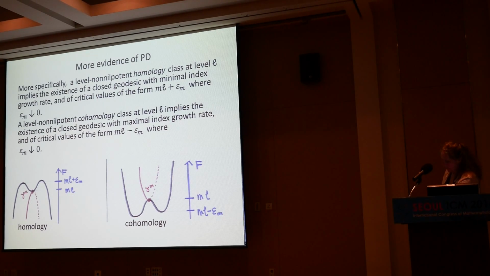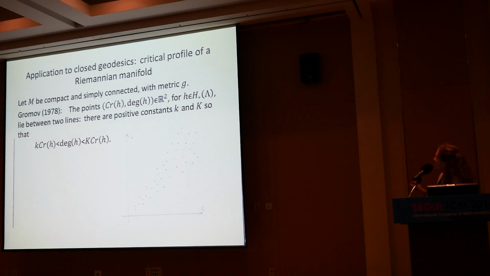Here are two pictures of the proofs of the two theorems. On the left you have the picture of the homology theorem. On the right-hand side you have the picture of the cohomology theorem. And mainly what you have to get out of this is just that one is upside down from the other one. Okay, so that's the end of my evidence of Poincare duality. I hope you found it somewhat convincing. Here are some applications to closed geodesics. This one has to do with a critical profile of a Riemannian manifold.